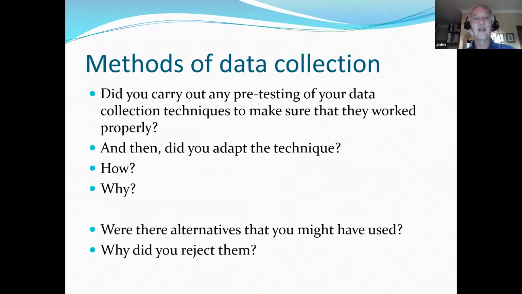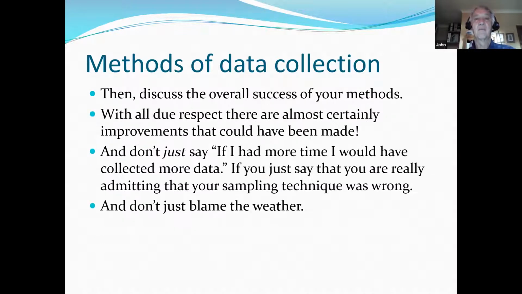Also, when you're doing your data collection, what alternative methods might you have used and why did you reject them? And then I suppose after that, were you right to reject them? When you're doing this review, you discuss the overall success. There are almost certainly improvements you could have made. What I hate as a marker is people saying, if I had more time, I would have collected more data. If you say that, you're really admitting that your sampling technique was wrong.